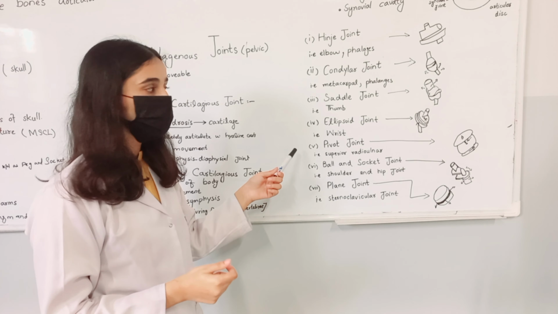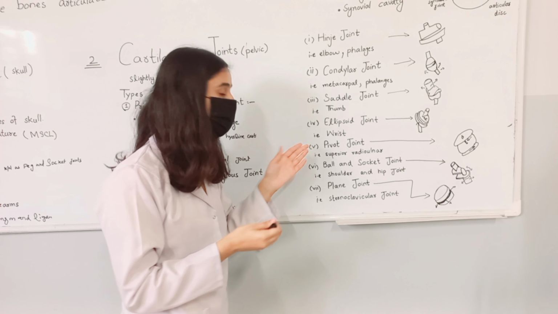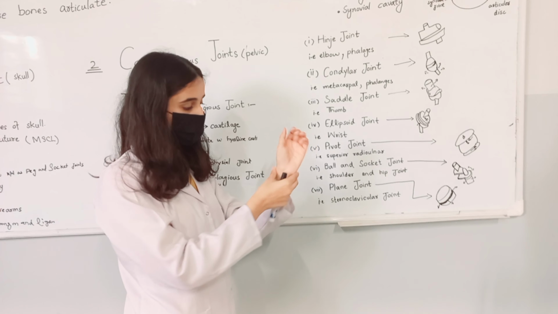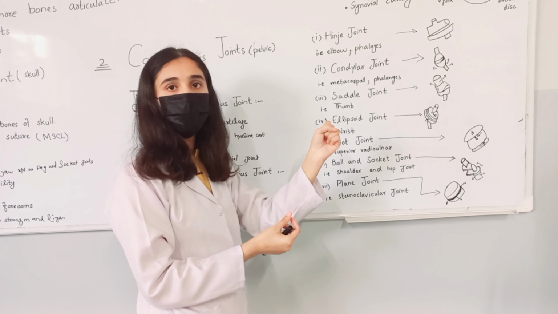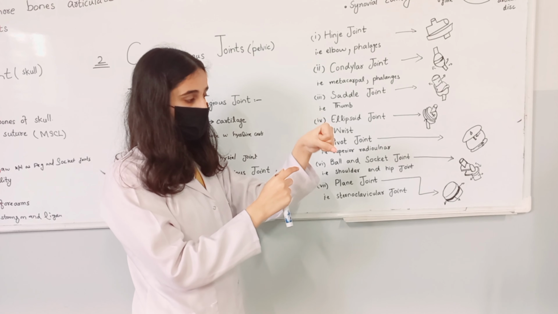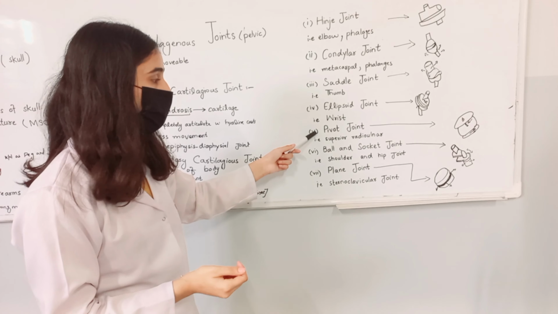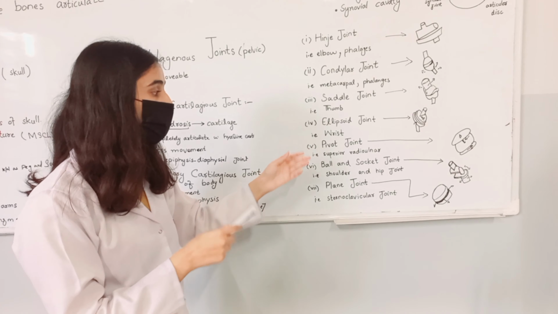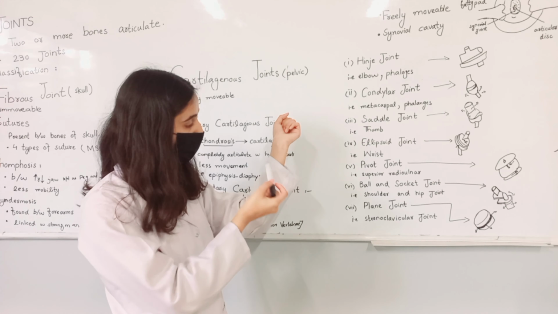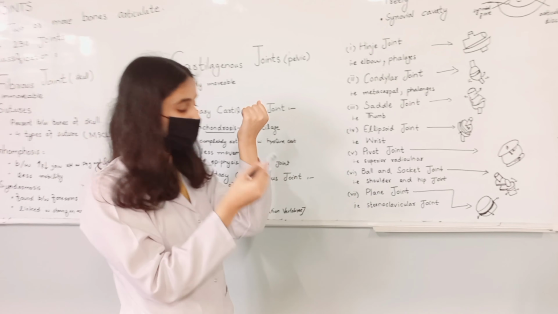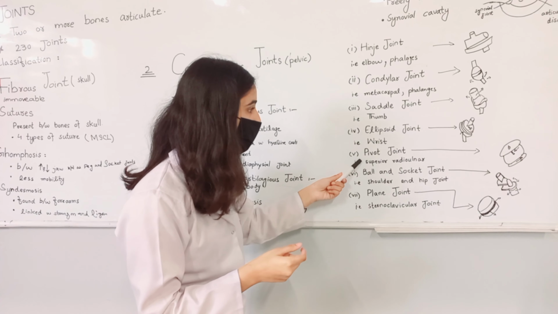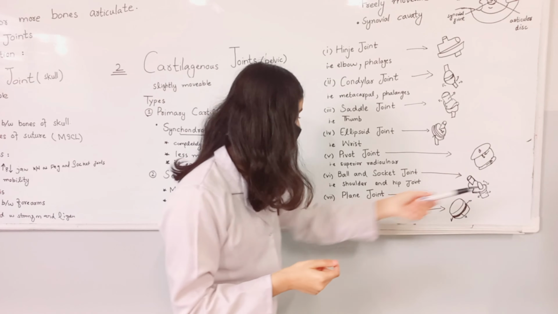Then ellipsoid joint. Ellipsoid joint is the wrist joint, and look over here, it is an ellipsoid joint. Its movement is back and forth. Then pivot joints. It is the superior radioulnar joint. Over here we have the radius and ulna, the superior part, and it shows movement.